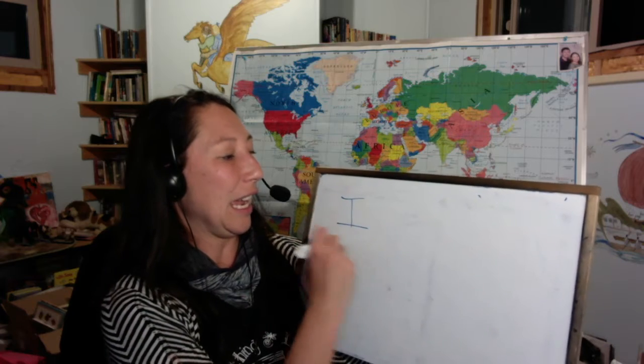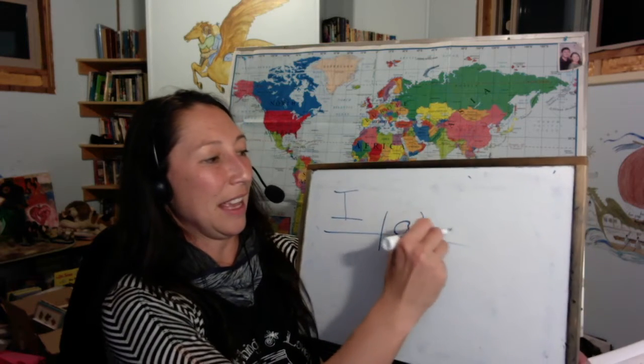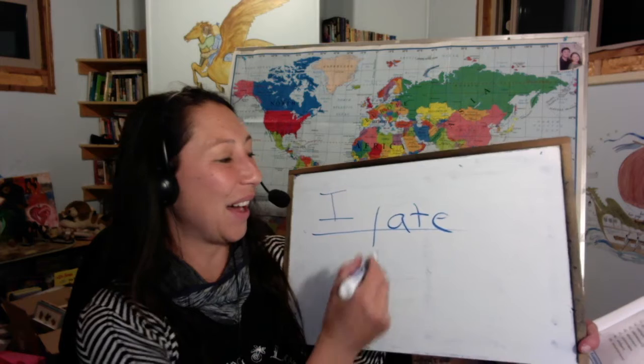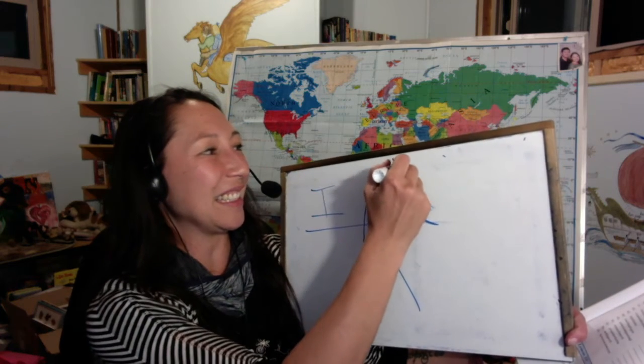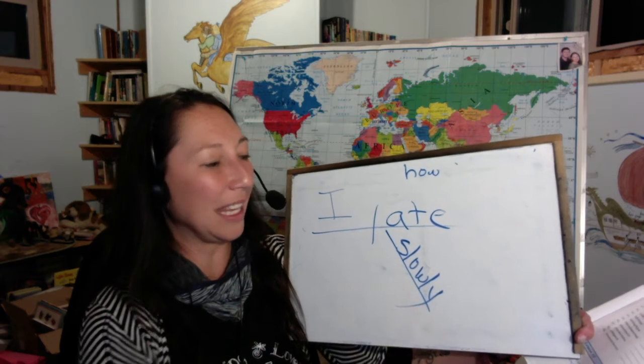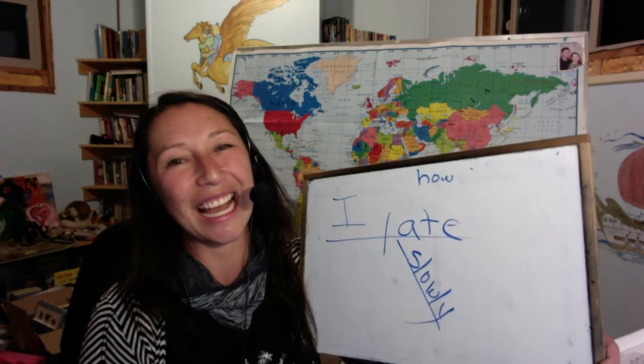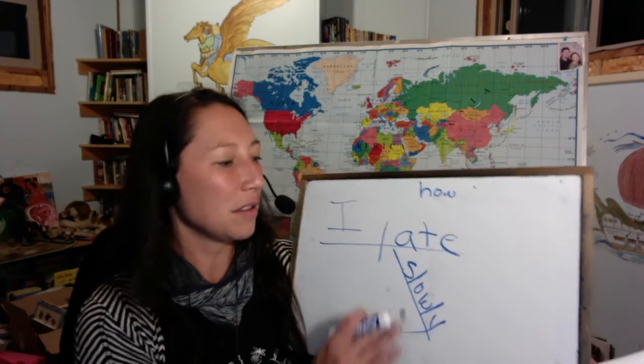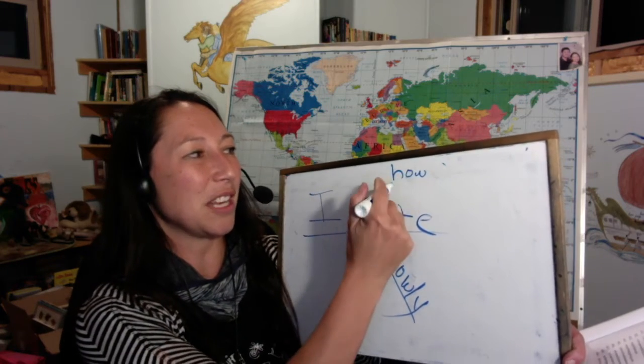It wants us to know the difference or what an adverb is and what question it answers. So if I were to have a sentence like this, I ate. I ate how? How is one of our questions. I ate slowly. I ate quickly. I ate ravenously. I ate sloppily. Those are adverbs. They answer the question how.